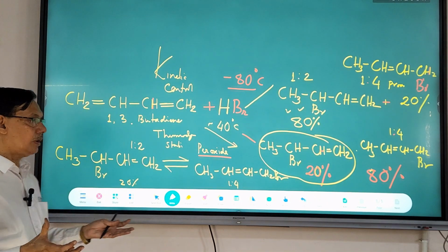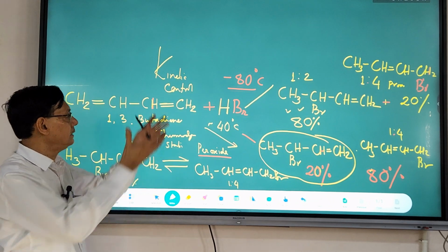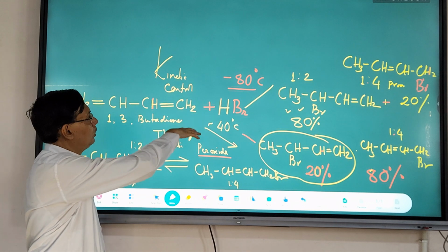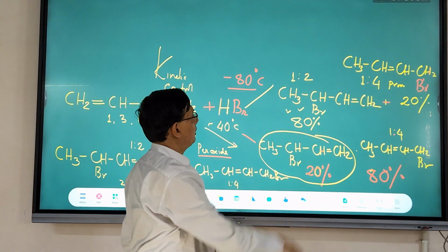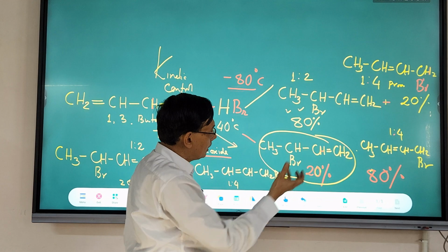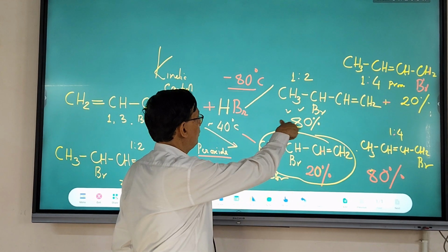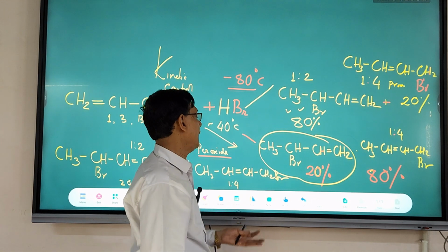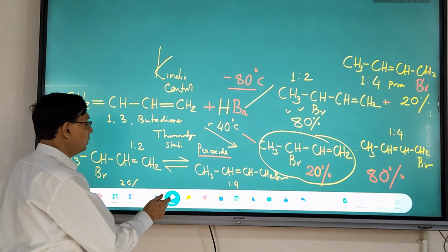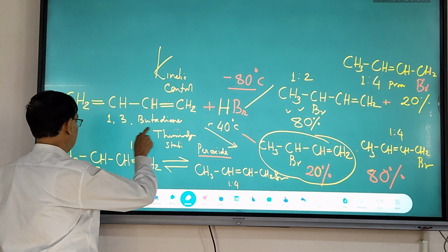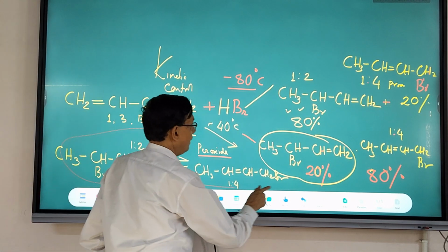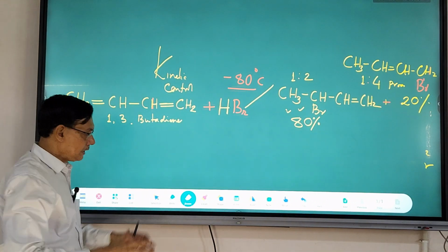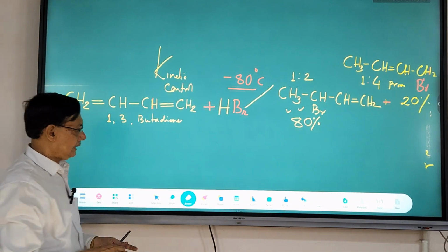Let me explain with the help of free energy of activation why it is kinetic control and why it is thermodynamic control, and why at very low temperature the formation of the 1,4 product is very less, whereas the formation of the 1,2 product is predominant. The reason is that. If I just want to write the mechanism of this reaction, it is a very simple reaction, so you can understand there is a formation of an allylic cation.